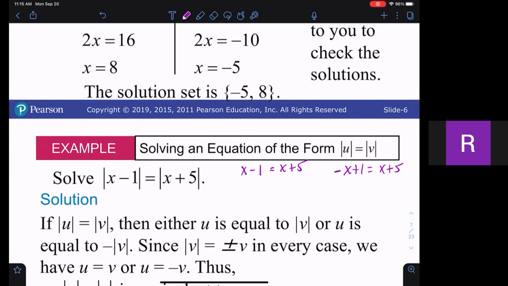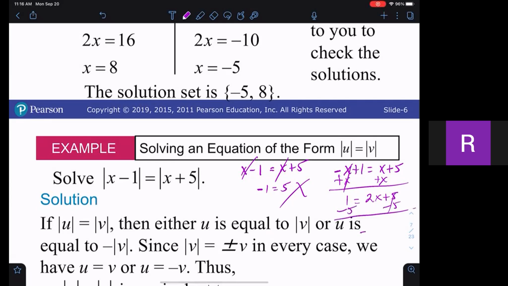So here this cancels out, right? x minus x cancels out. So this is negative 1 equals 5. This is a false statement, so that means you're not going to get a solution there. And here you can say, if I add x on both sides, I get 1 equals 2x plus 5. Subtracting 5 on both sides, you get negative 4 equals 2x, and divide by 2, you get x equals negative 2, right? So that's your solution for this problem.